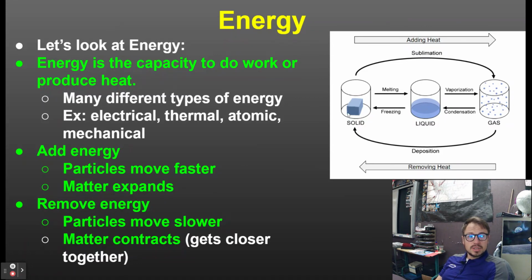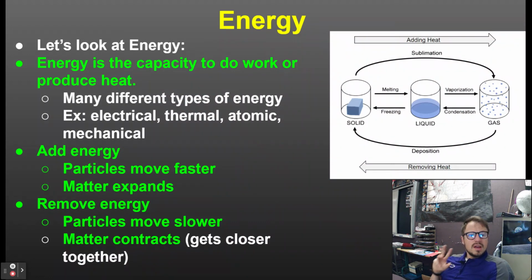So you can see here I go from solid, I add energy, this arrow up top, that heat energy, it's going to melt into a liquid. You add more energy, it's going to vaporize, become a gas. On the other side, if I remove energy, like I put it in the freezer, well, that gas is going to condense, become a liquid. That liquid will freeze and become a solid.